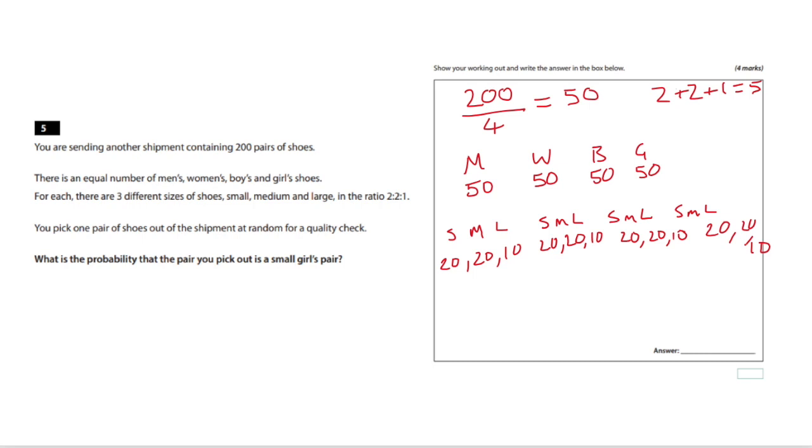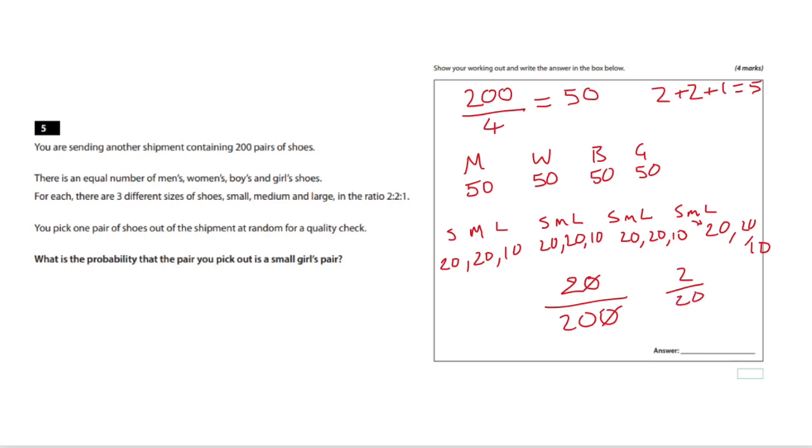And the answer is, you pick one pair of shoes out of the shipment at random for a quality check. What is the probability that the pair you pick out is a small girl's pair? So here, the small girl's pair will be 20. So you have 20 chances out of a possible 200. Probability, you'd always write it as a fraction. Now we're going to reduce this fraction down to make it the smallest fraction possible. So the first thing I would do is just divide it by 10 each on top and bottom. So you get 2 over 20.